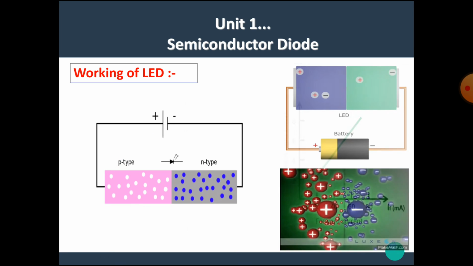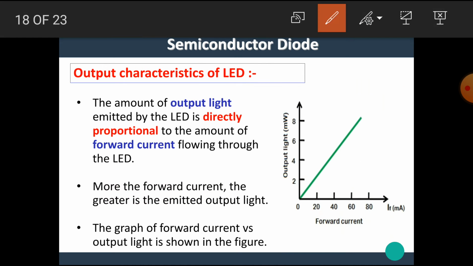Okay, now let's see the output characteristics of the LED. The amount of output light emitted by the LED is directly proportional to the amount of forward current flowing through the LED. The more the forward current, the greater the emitted output light. The graph of forward current versus output light is shown in this figure. That means when the forward current increases, the output intensity of the light also increases.